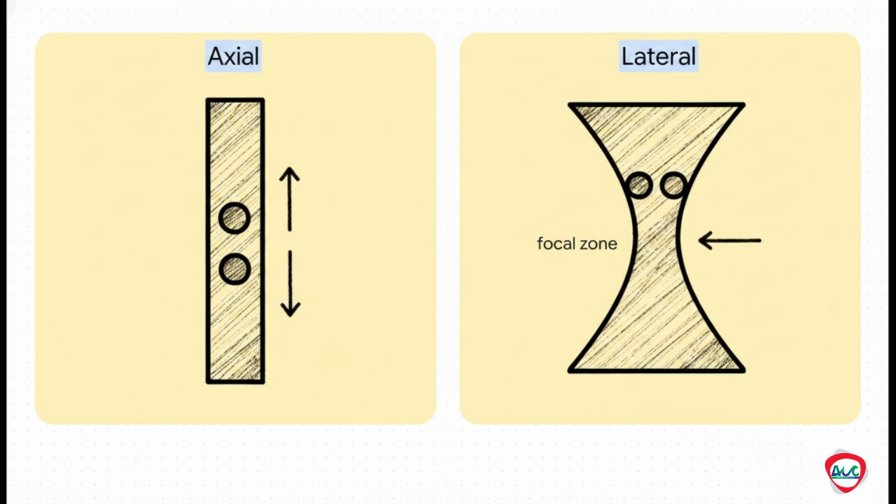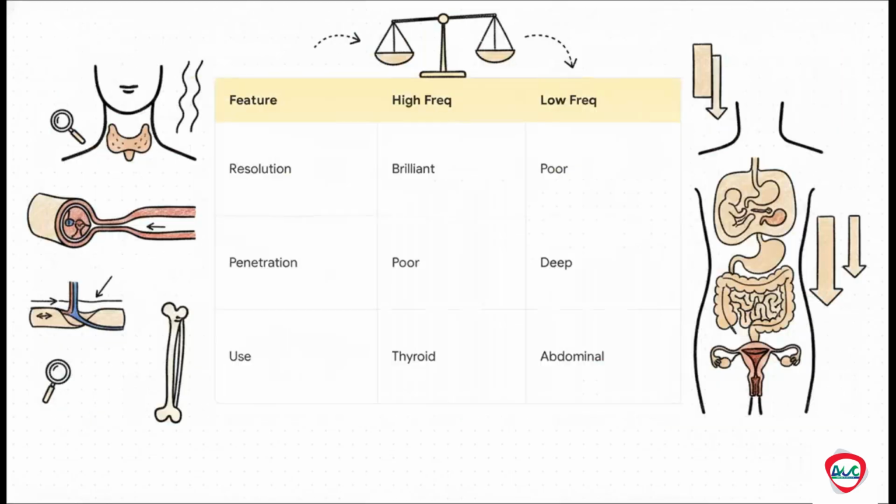This is exactly why you must always keep your focus markers set at the exact depth of whatever lesion or organ you're evaluating. And this brilliantly illustrates the ultimate rule of transducer selection. It's the inescapable balance between depth and detail. Look, if you choose a high-frequency probe, you're rewarded with brilliant, crisp resolution. But because it attenuates so quickly, your penetration is going to be incredibly poor.